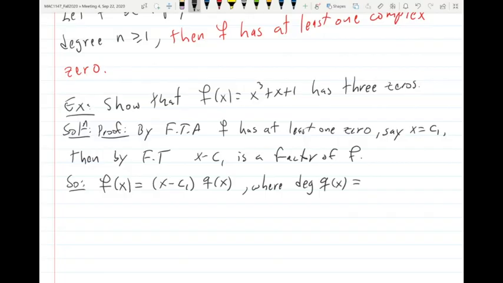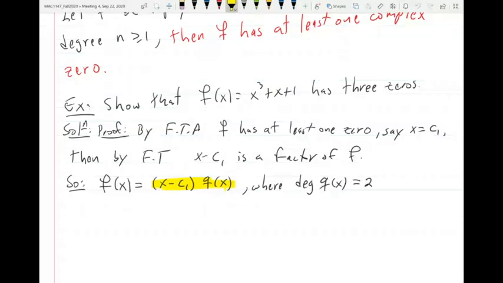Are you sure? Remember, q here is a quotient. So polynomial f has degree 3. We took out x minus c1 as a factor. And what's the result? A polynomial of degree 2. Good. Remember, the overall sum has to be 3. The degree of f is 3, so the sum of these 2 degrees has to be 3. So 1 plus 2.